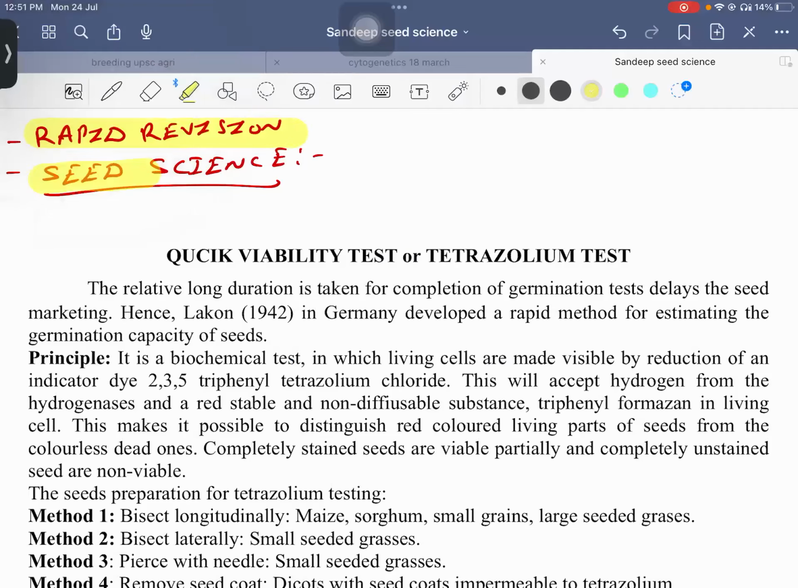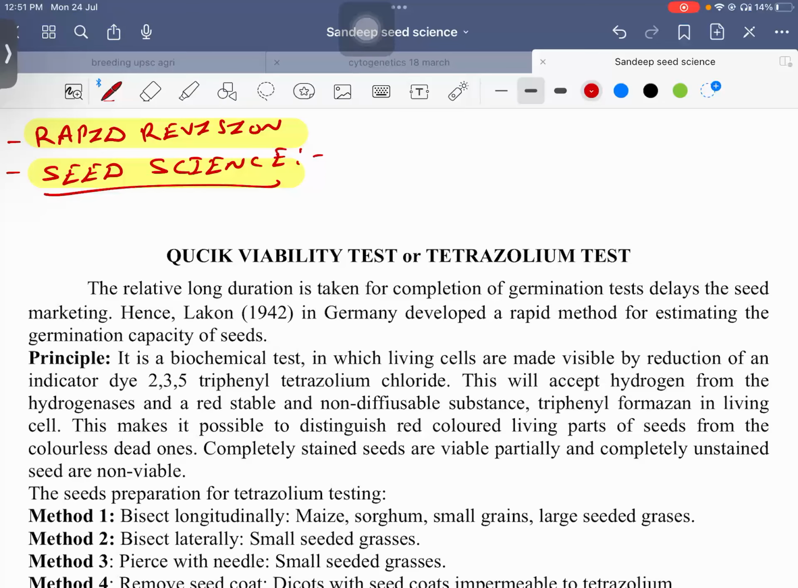So, welcome you all to this rapid revision series, and we are dealing with seed science. All the important topics, whichever is possible, that we'll be discussing. It's not that we'll be discussing each and every part of the syllabus or all the PYQs. Whichever is important, that we can discuss in these 20-25 hours of lectures which we are organizing.